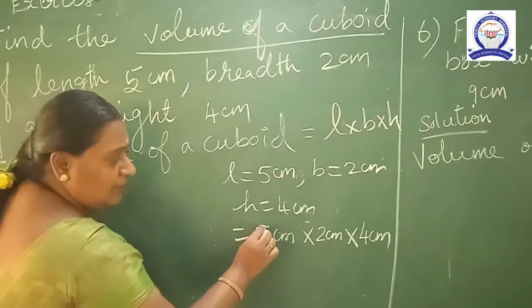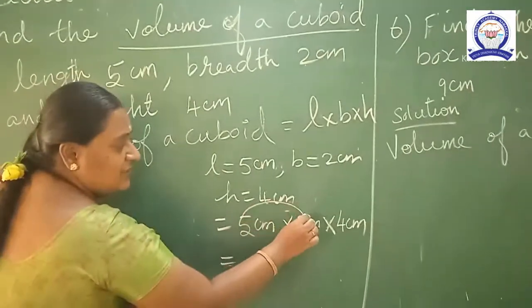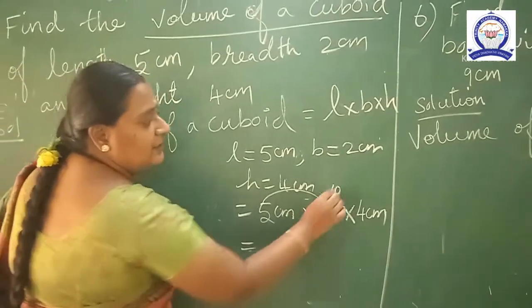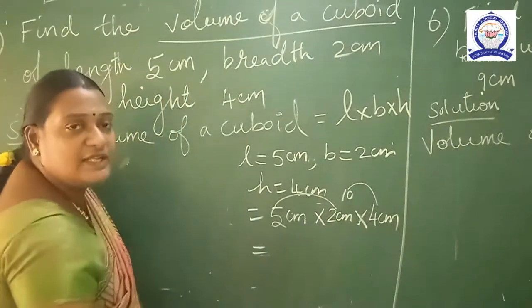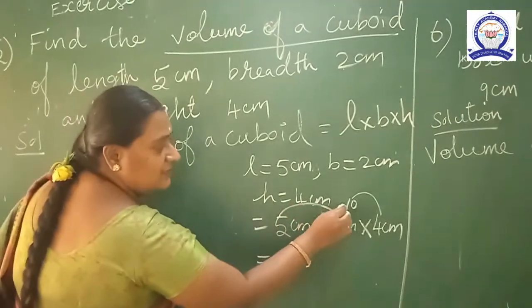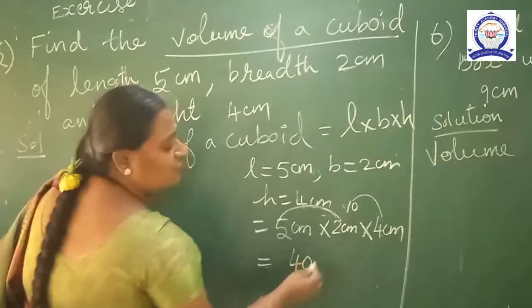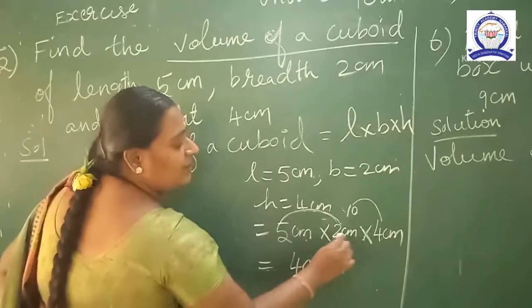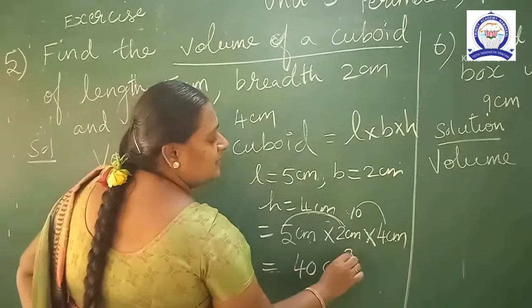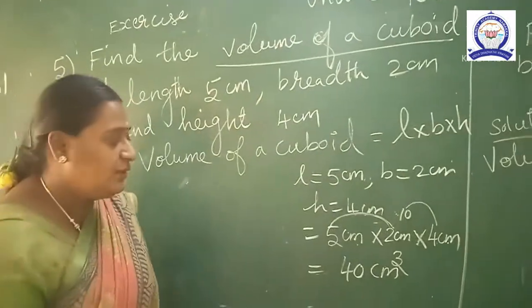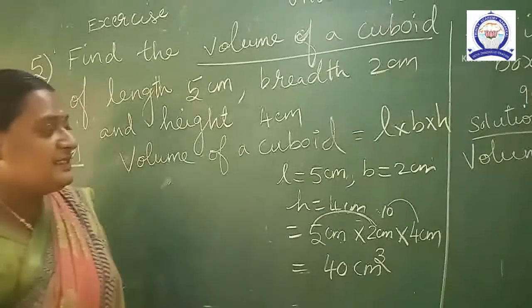Now listen, you multiply the first two numbers. 5 2s are 10. 10 4s are 40. In volume, centimeter into centimeter into centimeter is centimeter the whole cube, centimeter to the power 3. So 40 centimeter cube is the answer.